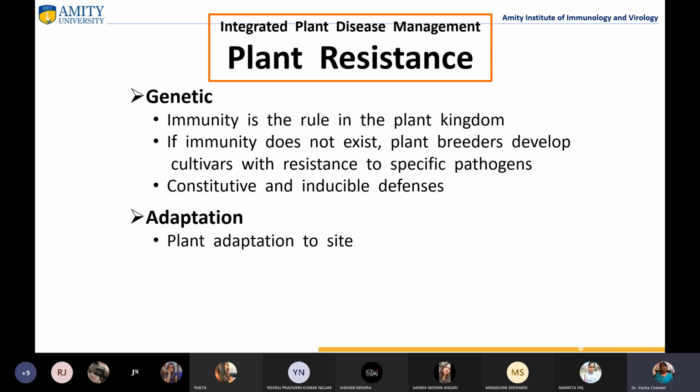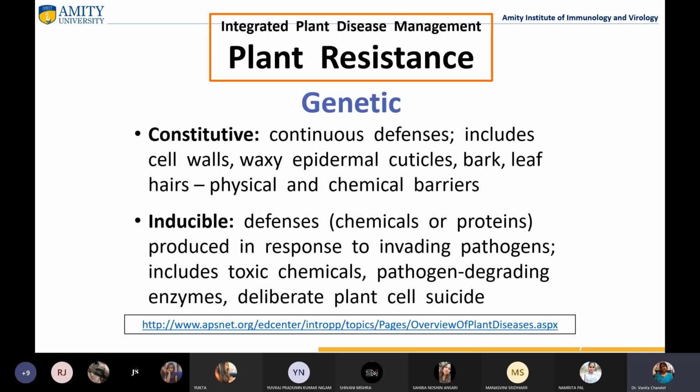Then adaptation, plant adaptation to a site. It is also very important that when we are growing plants, they should be well adapted to one particular location. If they are well adapted to one location and a pathogen-free environment is there, or sometimes the vectors of those pathogens are not available in that environment, this method can also be used.